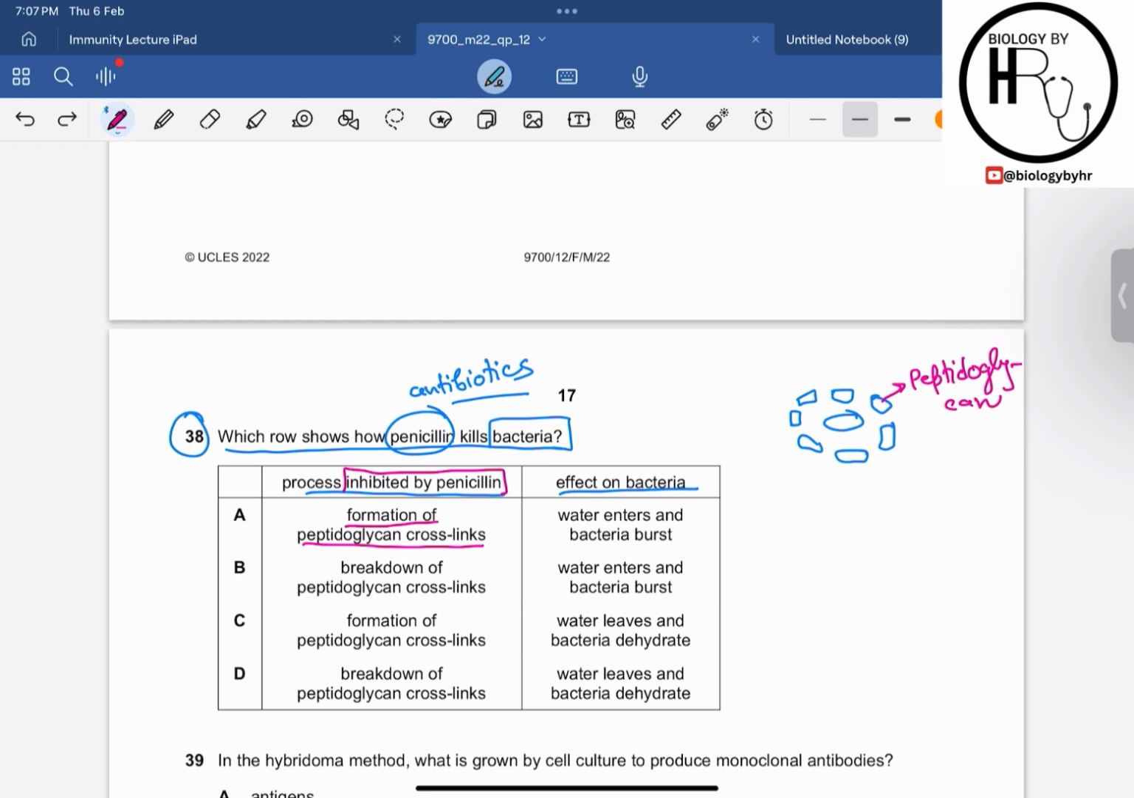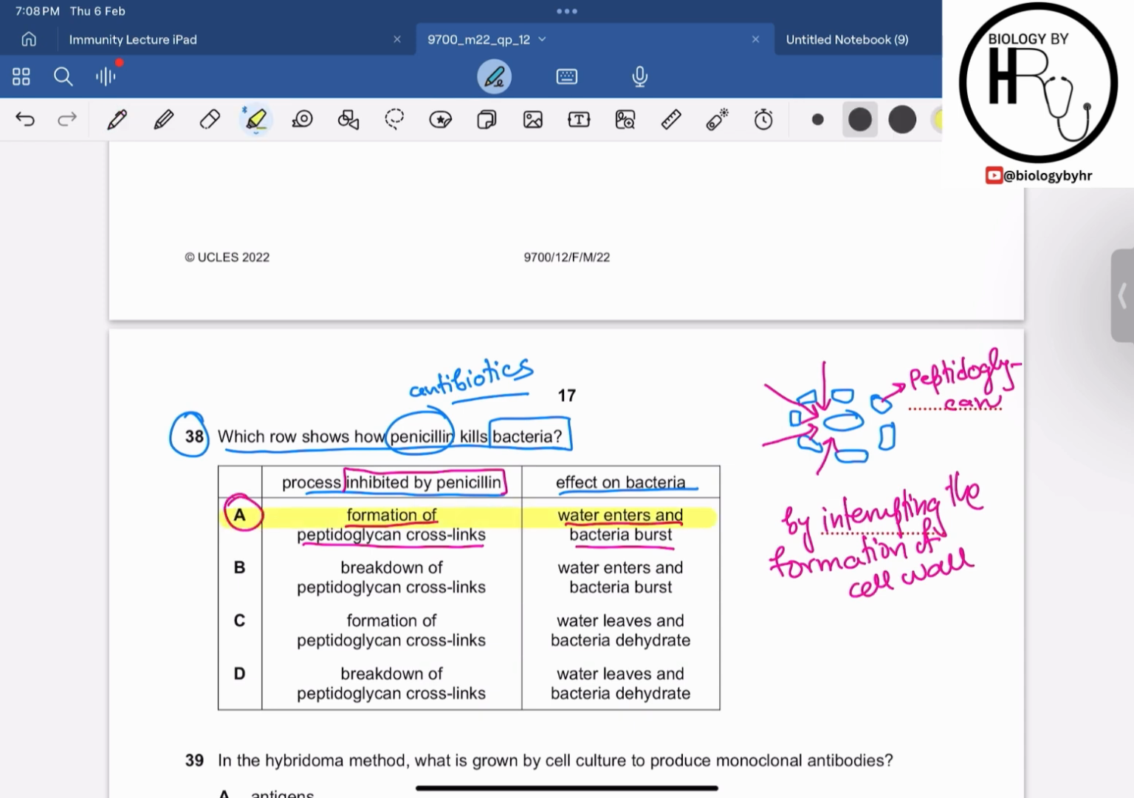So what is the effect of this on the bacteria? Water will enter the bacterial cell and the cell will burst, right. Because no crosslinks are there, water will enter into the cell via osmosis and the bacterial cell will burst. So basically penicillin kills the bacteria by interrupting the formation of the cell wall. So hence the correct answer for this MCQ would be option A.